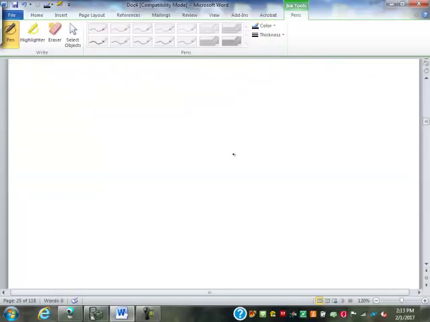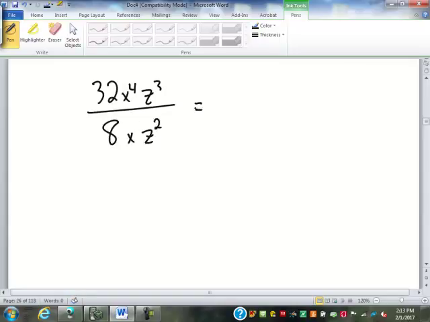So if we were going to divide, so my number's correct here, 32 x to the 4th, z to the 3rd, over 8 x, z squared. 32 divided by 8 is 4. X to the 3rd, very good. We think of that as 1, so 4 minus 1 is 3. And how about the z? Z to the 1 or just z? 3 minus 2 is 1, so it's z to the 1 or just z.